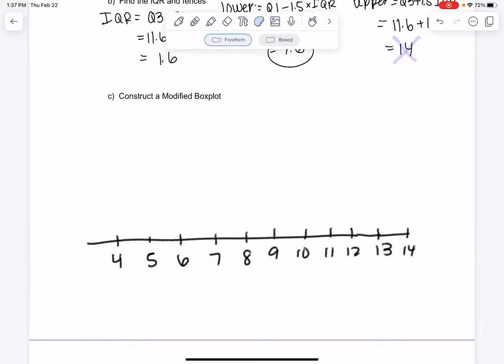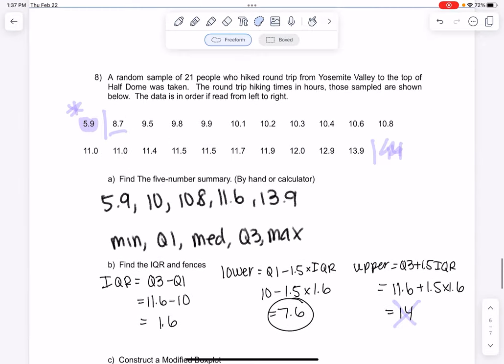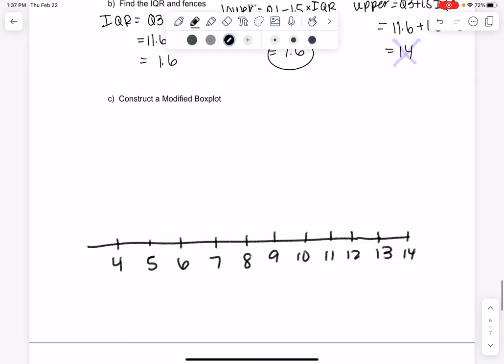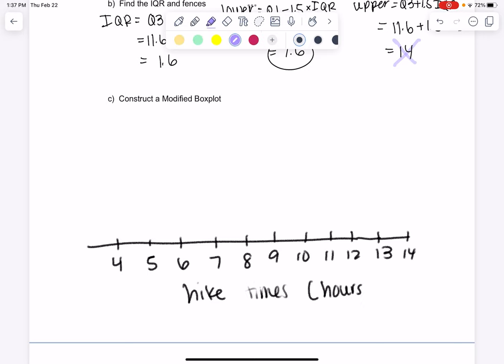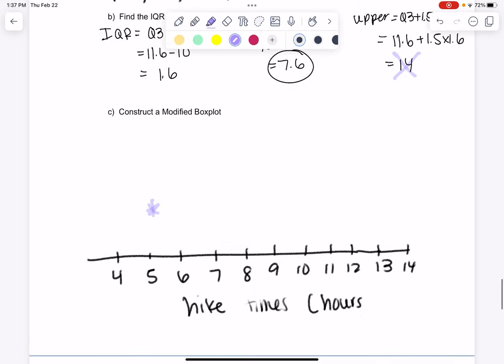All right, and then what are we measuring? We're measuring hike times in hours. And then we just said that 5.9 is an outlier, so I'm going to mark it as an outlier.